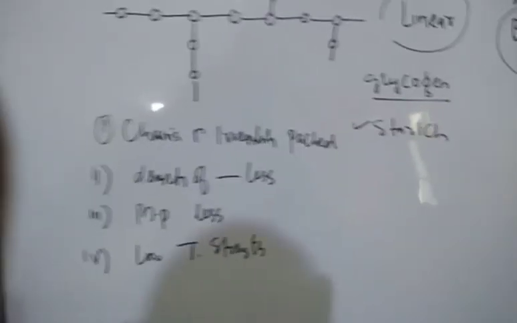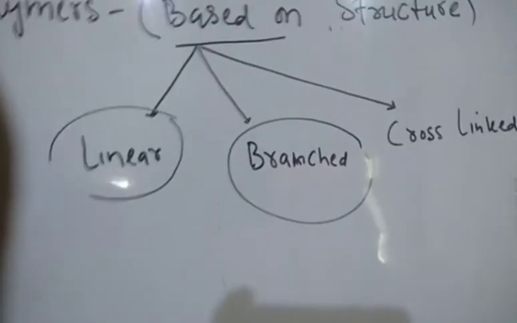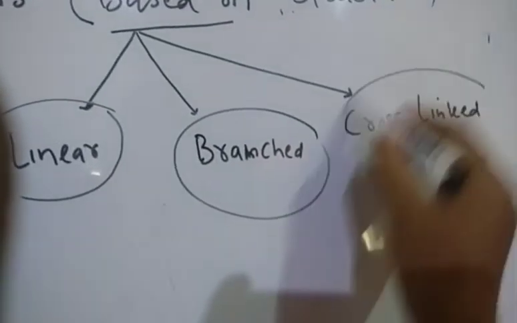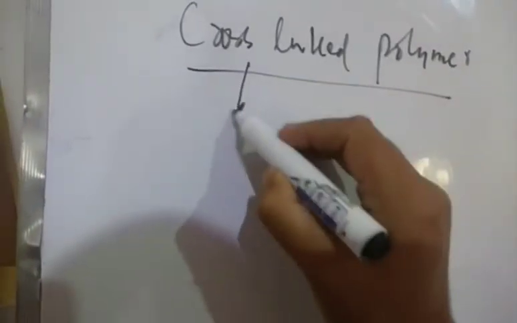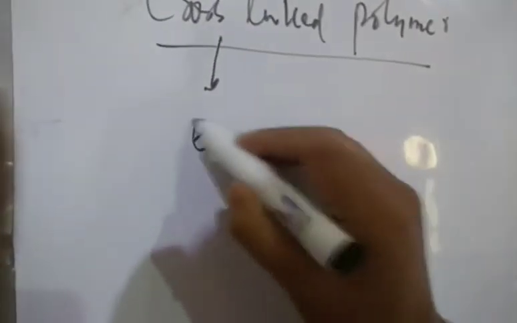Now we'll move to the third one. The third one is a cross-linked polymer. As the word suggests, there is some sort of cross-linking. So there is extensive branching, I should say, extensive branching and cross-linking.